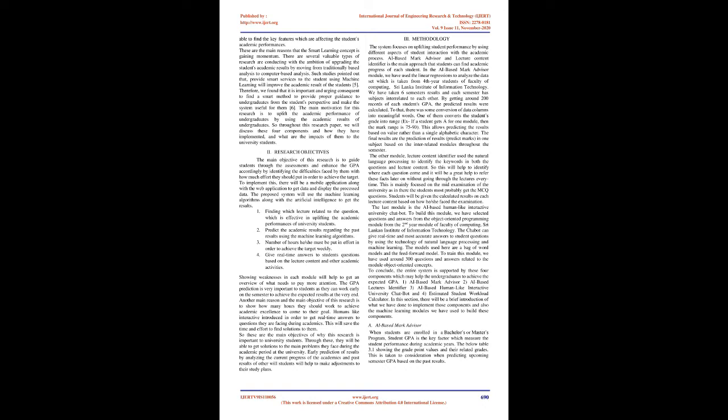One of them converts the student's grade into a range, X. If a student gets an A for one module, then the mark range is 75 to 90. This allows predicting the results based on a value rather than a single alphabetic character. The final result is the prediction of marks in one subject based on the interrelated modules throughout the semester. The other module, Lecture Content Identifier, uses natural language processing to identify the keywords in both the questions and lecture content. This will help to identify where each question comes from, and it will be a great help to refer to these facts later on without going through the lectures every time.